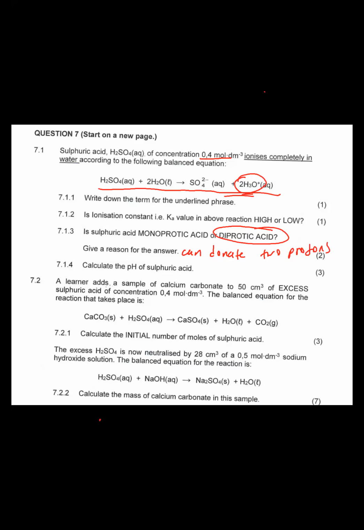Now, the first question says, write down the term for the underlined, ionize completely in water. What is that? Strong. It represents a strong acid. All strong acids ionize completely in water to produce hydronium ions, a higher concentration of H3O+.